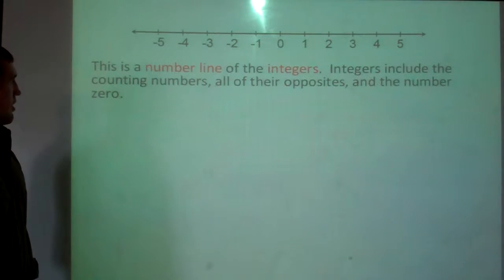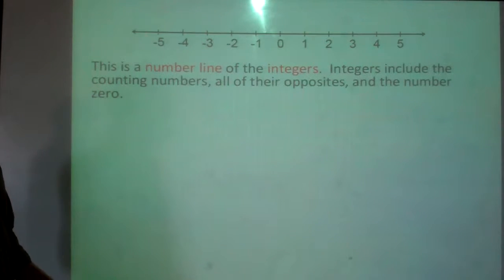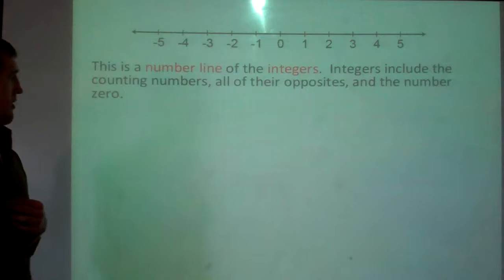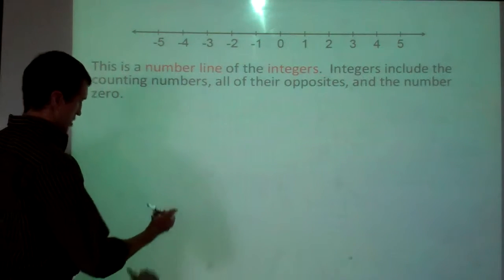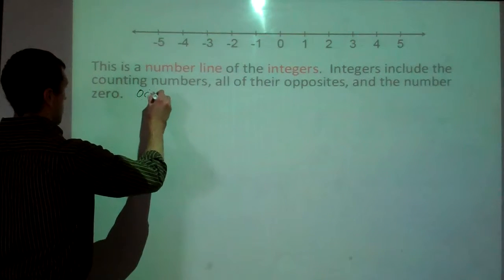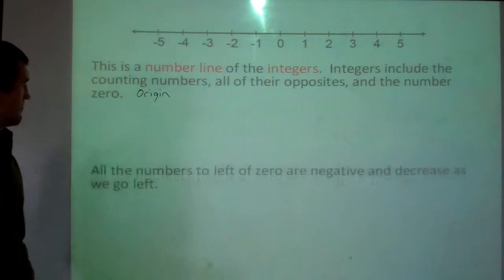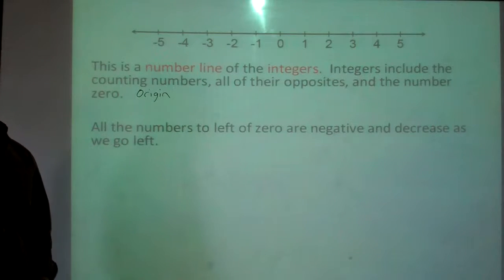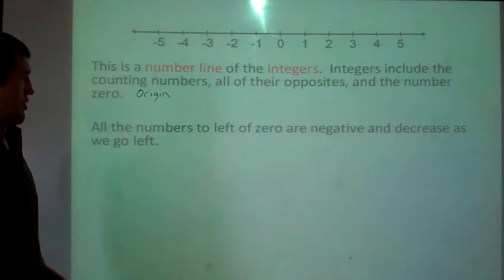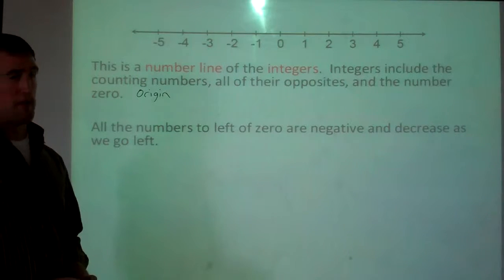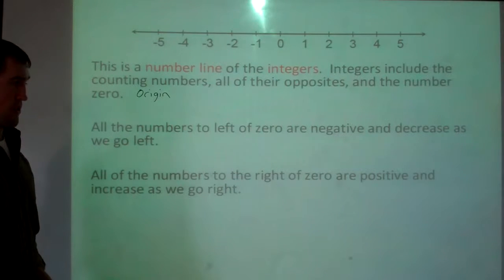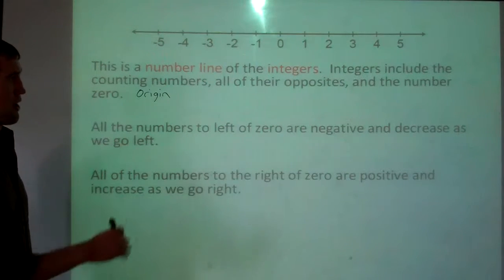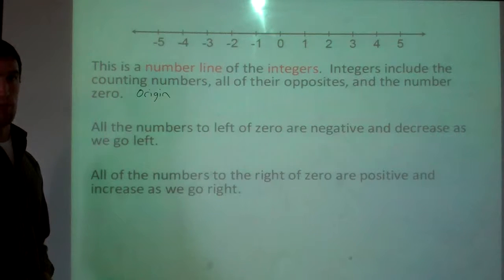So, as I was saying, the number line with just the integers includes counting numbers and all of their opposites and the number 0. The number 0 is also called our origin. All the numbers to the left of the 0 are negative, and the further that we go left, the smaller they get. All the numbers to the right are positive, and the further right we go, the greater the number will be.